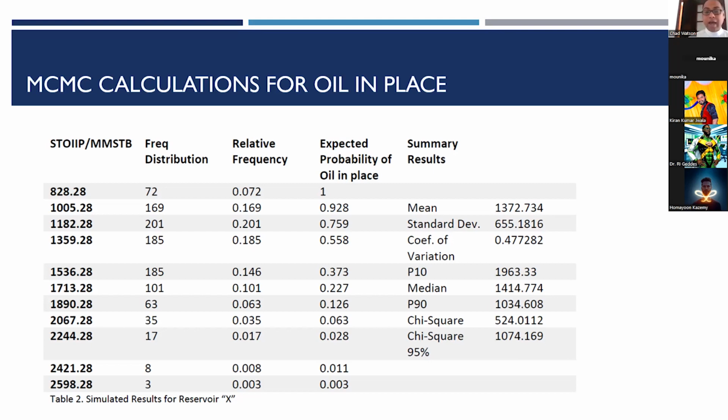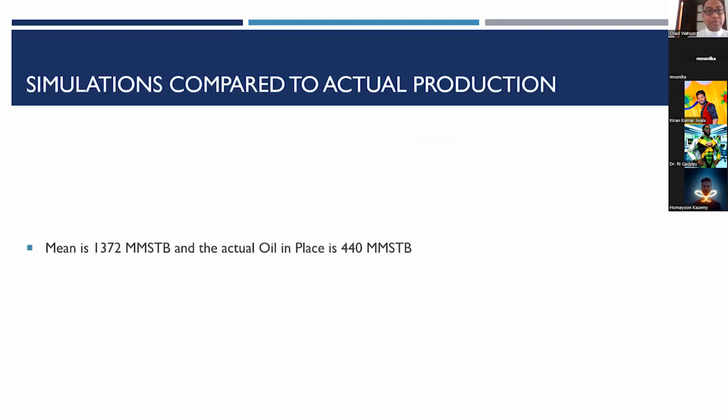So now let's look at how we calculate this. As I mentioned, the mean is 1372 and the actual oil in place is 440 million stock tank barrels. So that's way off.